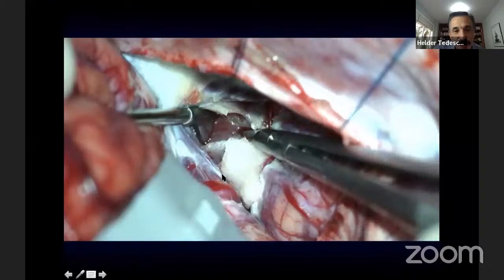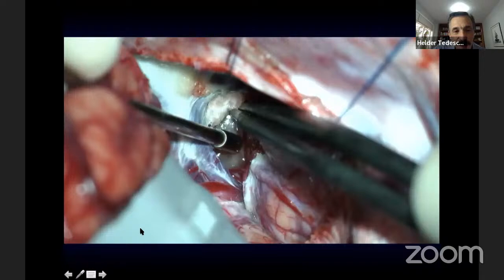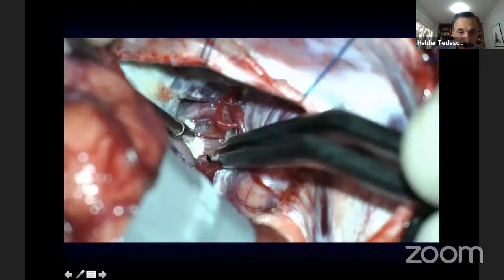And after we do our dissection, we can also encounter the posterior medial choroidal arteries, which in most of the cases in tumors in this region, are responsible for the irrigation of the tumor. So we can find it and start working on the surface. You see, we work on basal vein on one side, basal vein on the other side.